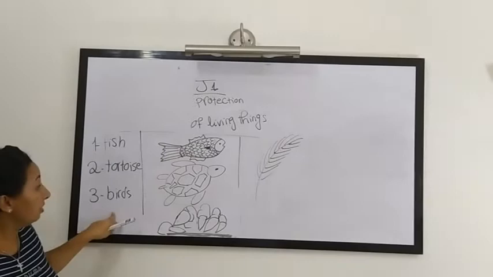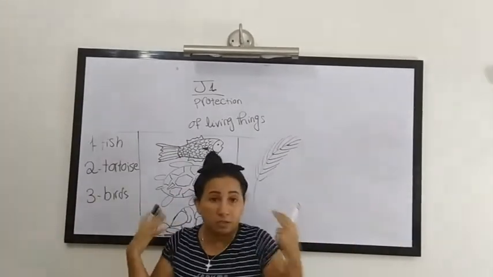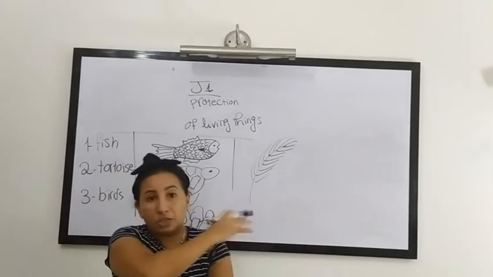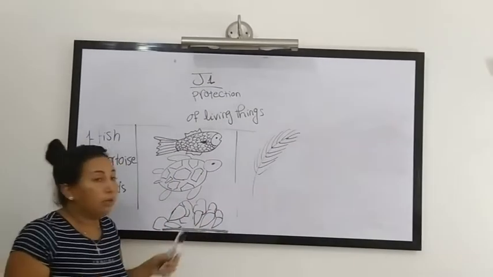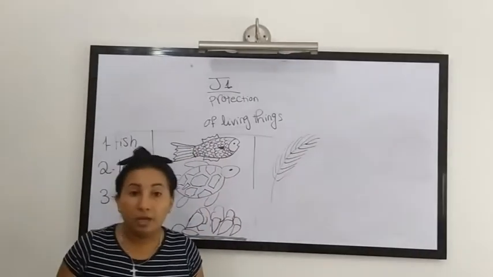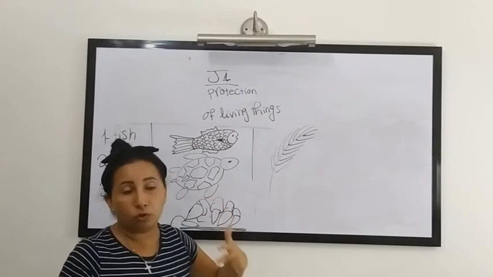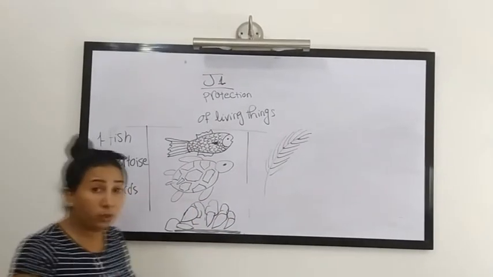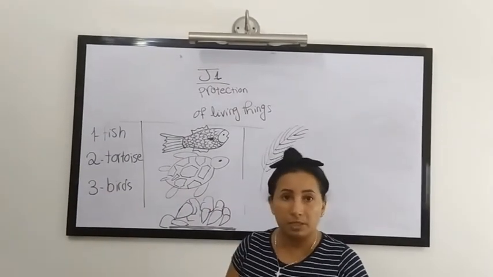And the birds. Birds have two things to protect them: feathers around the body, the feathers on the body of the bird, and claws. The claws help the birds to protect themselves. And the claws have many other jobs or functions. We will study about birds. It helps in many things we will study later.